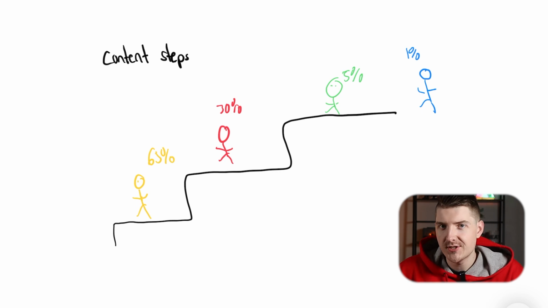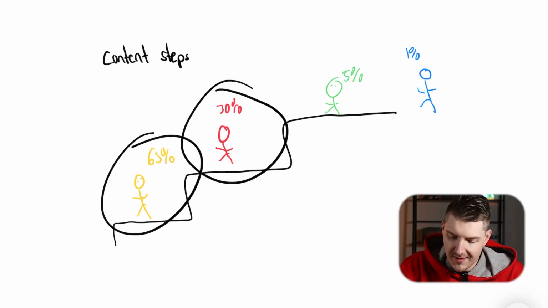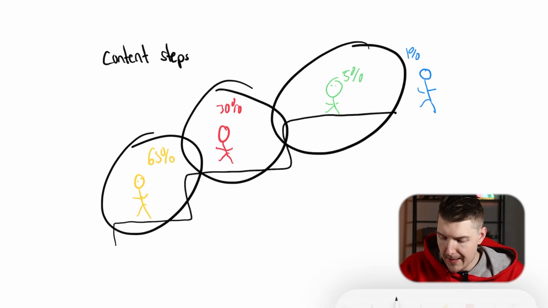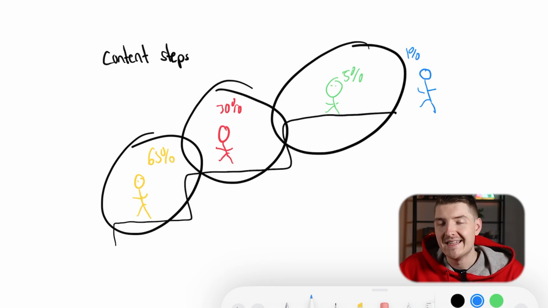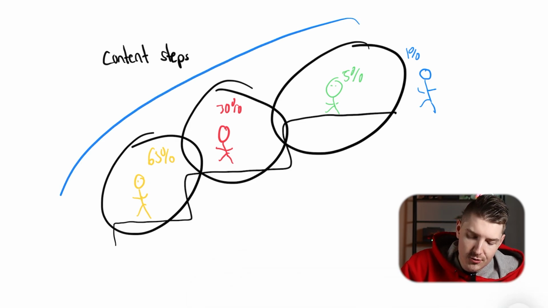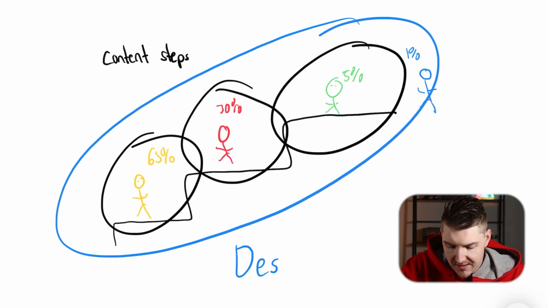But what you need to understand here is while these people at their different levels have different problems, if you're within a topic, a niche, or some sort of appeal to a certain audience, they usually share one thing together, and that is the desires that they have.